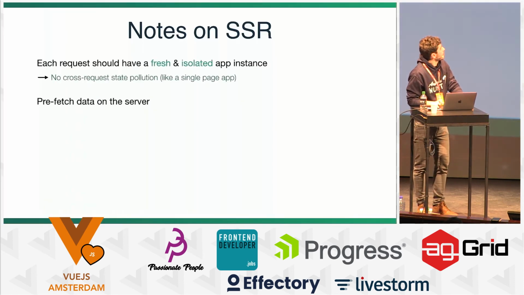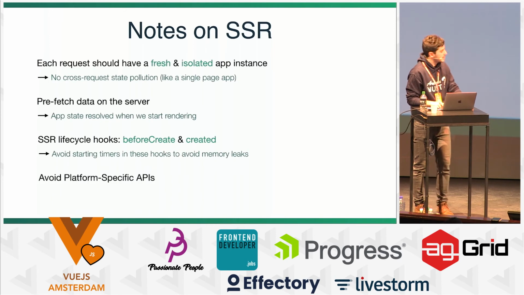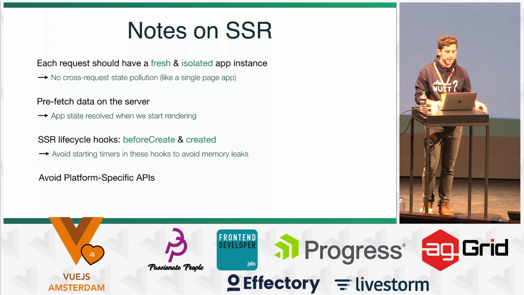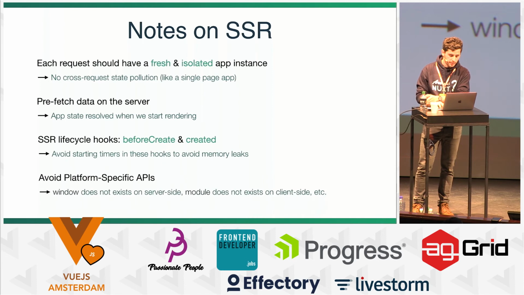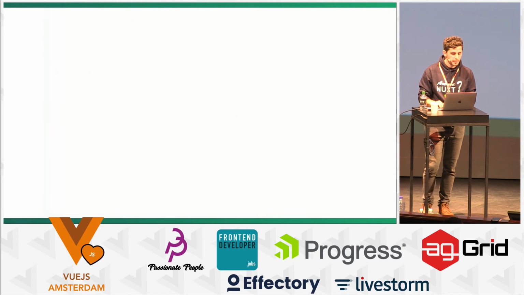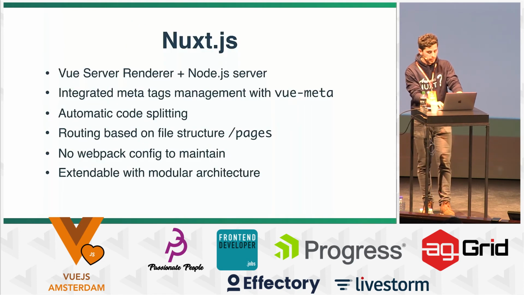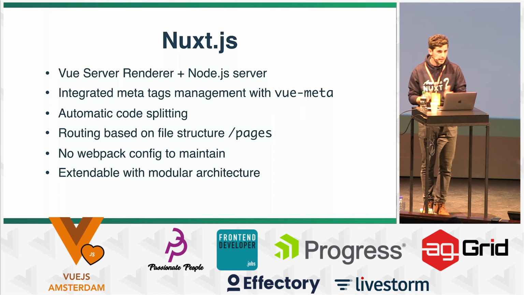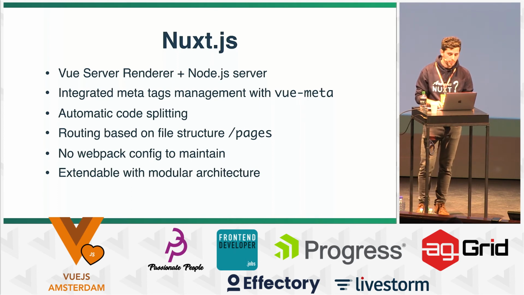And lastly, avoid platform-specific APIs. As you know, Node.js doesn't have window, and the browser doesn't have fs. The fs module or whatever module doesn't exist on the client side. So it makes sense, but for libraries, some people forgot that they just have to say if typeof window is not undefined, use window. And this will make like 80% of client-side libraries compatible with server-side, because most of them are only JavaScript code.